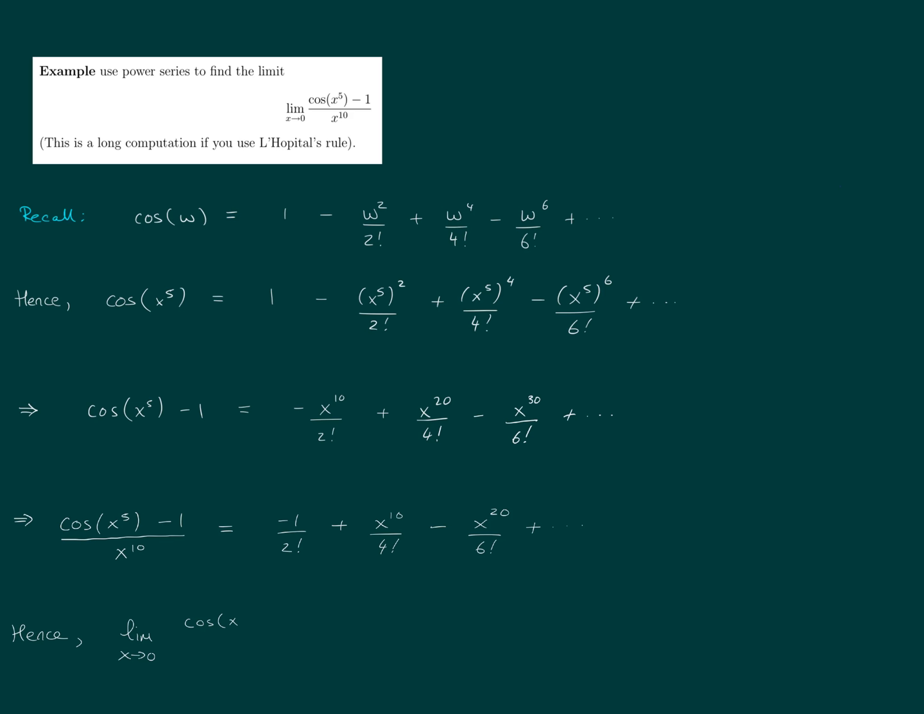So hence, the limit I was asked to find, as x goes to 0 of cosine x to the 5 minus 1 over x to the 10. Now, the first term isn't going to care what happens to x because it's just minus 1 over 2 factorial. It doesn't change. But if I look at this term, this is going to go to 0 if x goes to 0. This term will also go to 0. All of the higher powers of x will all go to 0. And the only thing that survives is the minus 1 over 2 factorial, which is just minus 1/2. So again, we have used Taylor series and Taylor expansions to simplify greatly a certain computation. This limit using L'Hopital would have been very difficult, but with Taylor series, it proved to be quite simple.